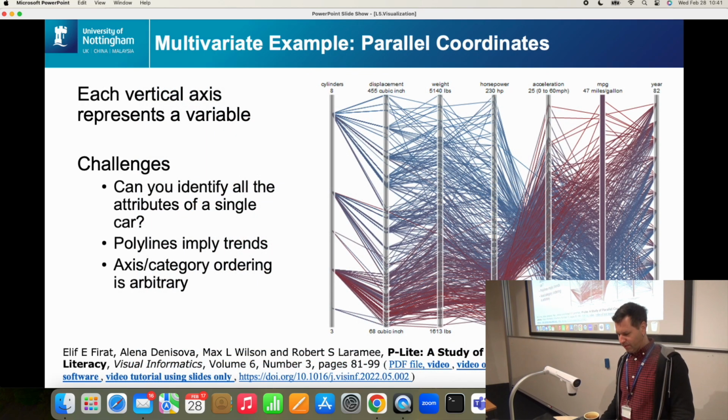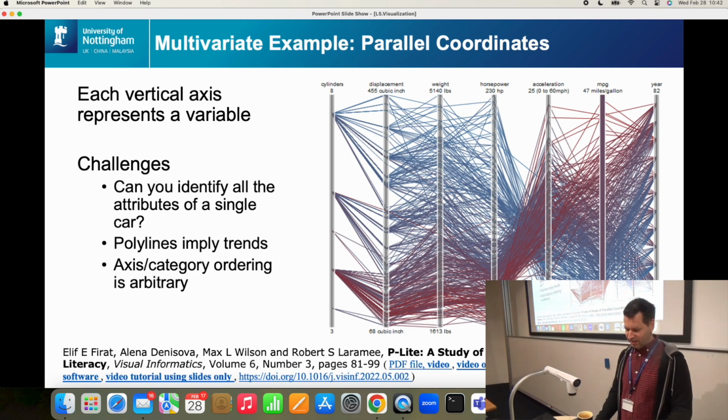Another common multivariate visualization technique. Has anybody seen parallel coordinates before? The people doing InfoBiz, do you see that? The parallel coordinates? No, you haven't seen that yet? It doesn't look familiar. Okay, well, you're going to see it.